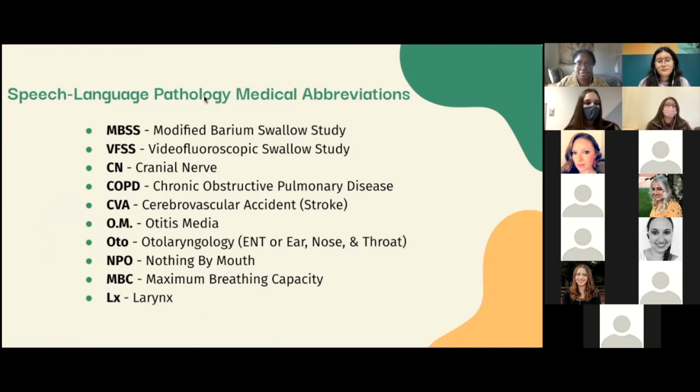Okay, so for the first abbreviation we have MBSS. This is for a modified barium swallow study. And then we have VFSS, which is a video fluoroscopic swallow study. CN for cranial nerve, COPD, chronic obstructive pulmonary disease, CVA, cerebrovascular accident or a stroke, OM for otitis media, OTO, otolaryngology, ENT or ear, nose, and throat, and PO means nothing by mouth, MBC, maximum breathing capacity, and LX for larynx.